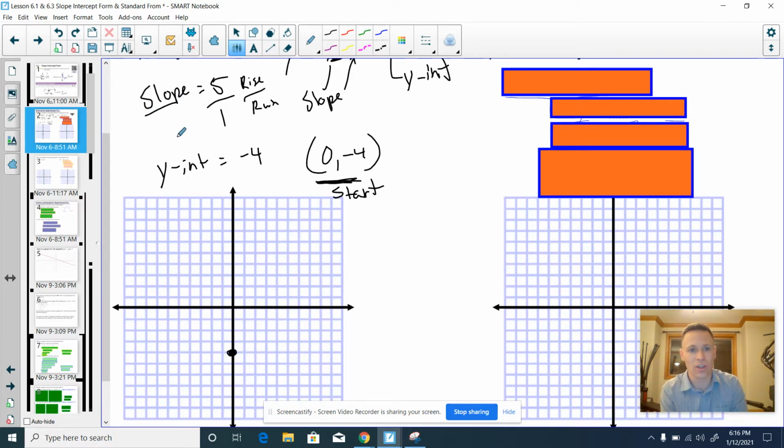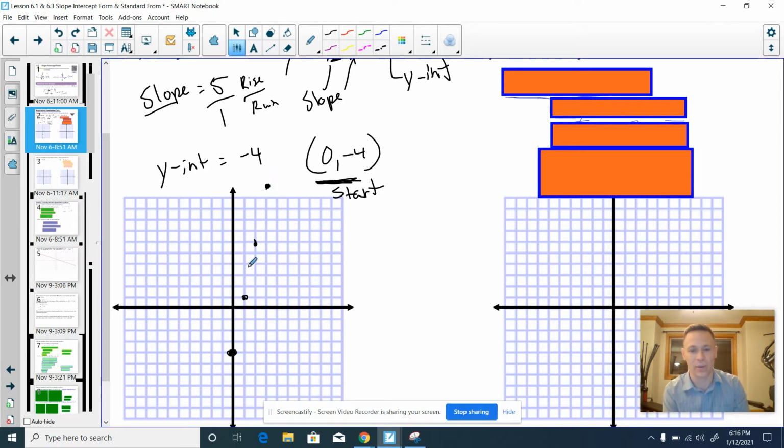Now I use my slope with my rise over run directions to find the next point. My slope is 5 over 1, so that means I go up 1, 2, 3, 4, 5 to the right 1. And I keep doing this, 1, 2, 3, 4, 5, to the right 1. And I actually run out of space here, 1, 2, 3, 4. And I can kind of estimate where this one goes. And that's how I create my line.